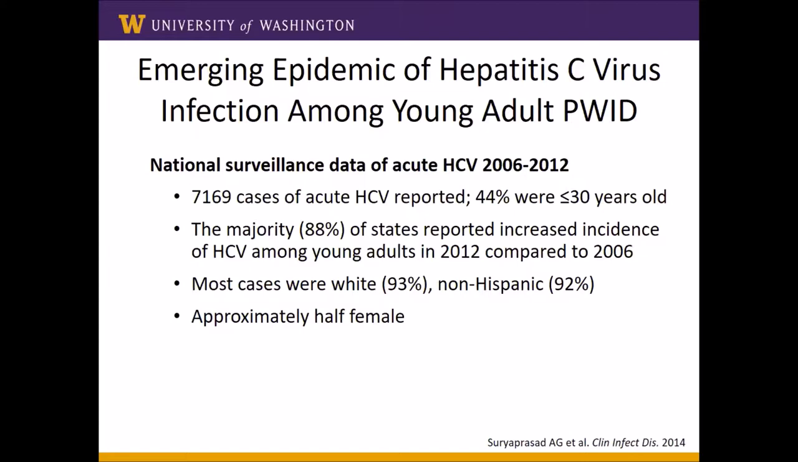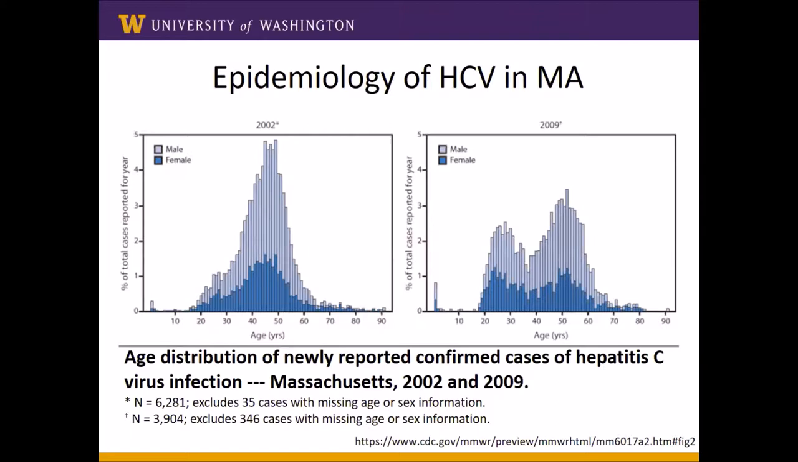In Massachusetts, the state where I practiced prior to moving to Seattle 5 years ago, they have been very hard hit by the opioid epidemic. And as a result, they have seen a shift in the age distribution of cases with hepatitis C, as witnessed in this figure. In 2002, most of the cases were concentrated among older adults, which we call the baby boomer generation. But by 2009, as you can see, there's a bimodal distribution of prevalence, with cases nearly equally distributed between young adults and baby boomers.